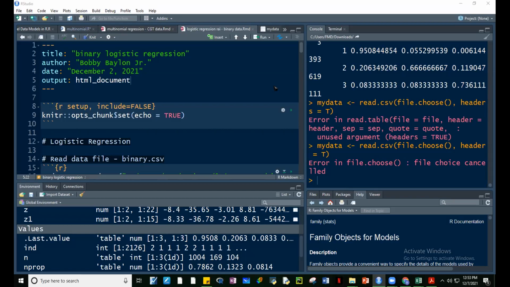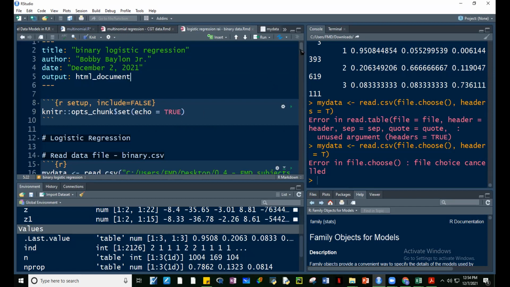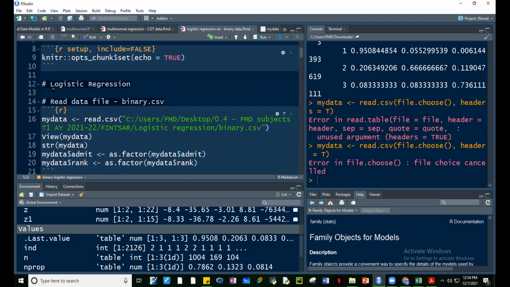Today, guys, we're going to discuss another type of regression. It's called binary logistic regression. So let's just change this to binary, okay? Because there's also multinomial logistic regression. Now, how does binary logistic regression differ from the multiple linear regression that we have discussed so far?